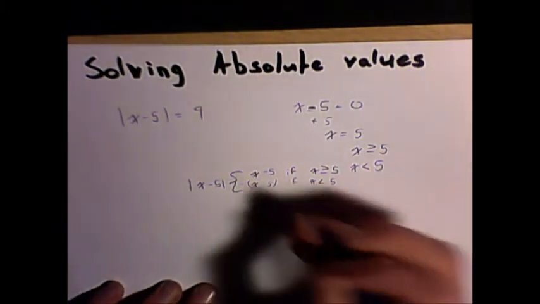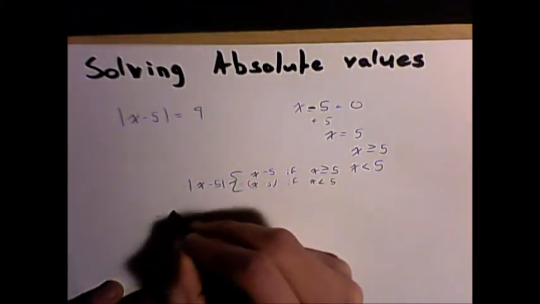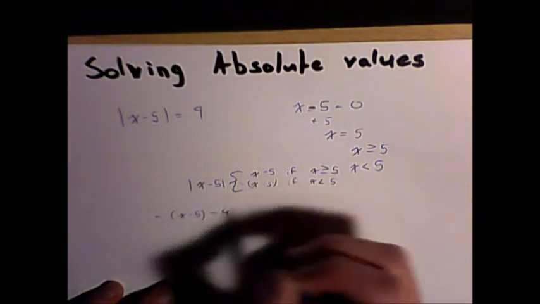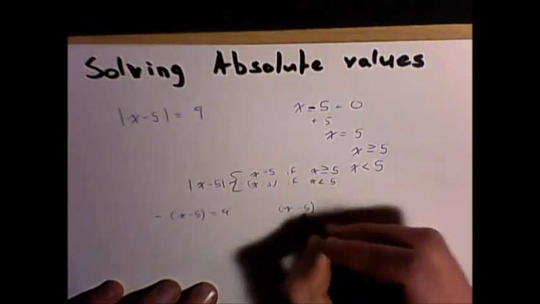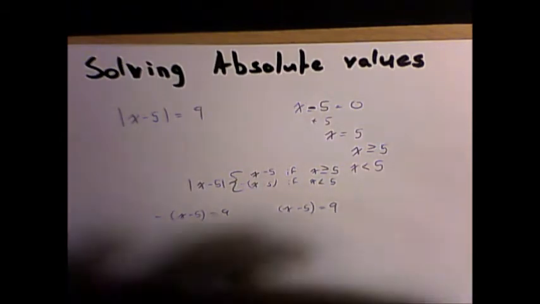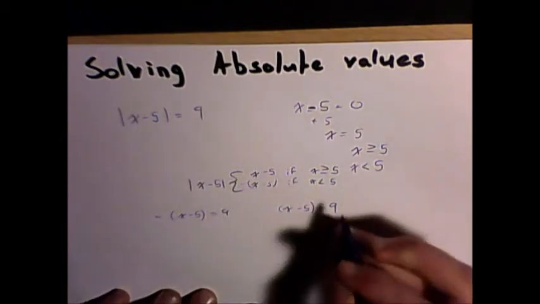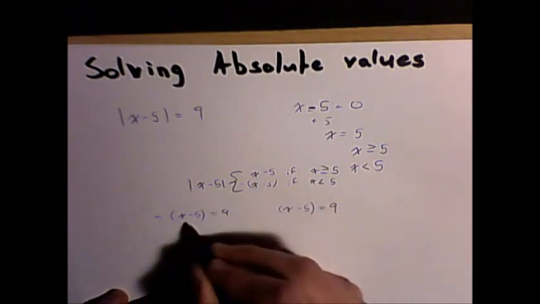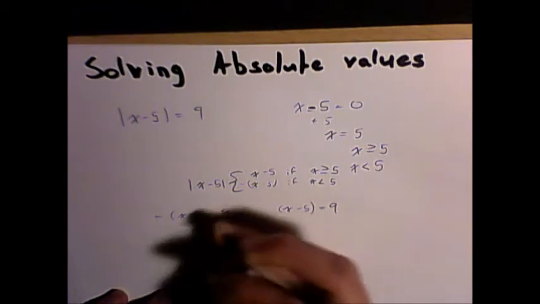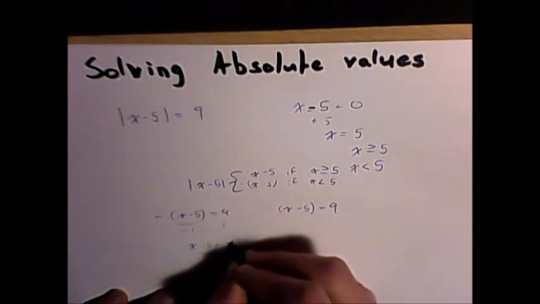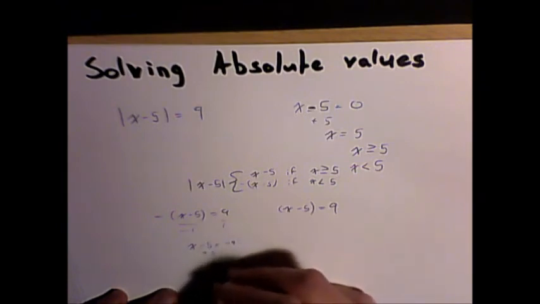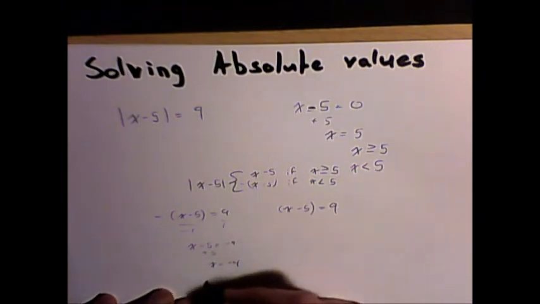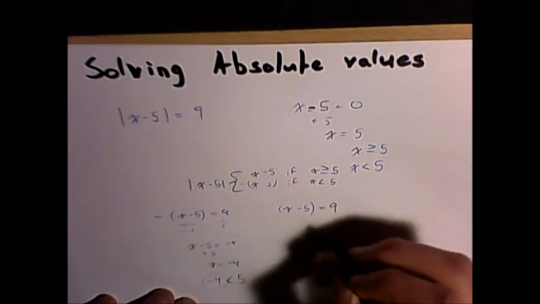So now we can write out these two equations where negative x minus 5 equals 9 and x minus 5 equals 9. And now that we have these written out, we can solve them and see if x meets our restrictions. So we'll start with this one. We'll divide out the negative 1 from both sides, which leaves us with x minus 5 equals negative 9, plus 5, x equals negative 4. And negative 4 is in fact less than 5. So this value is not an extraneous root.